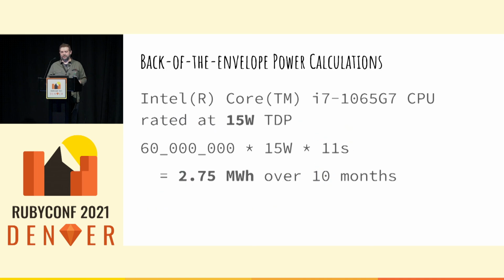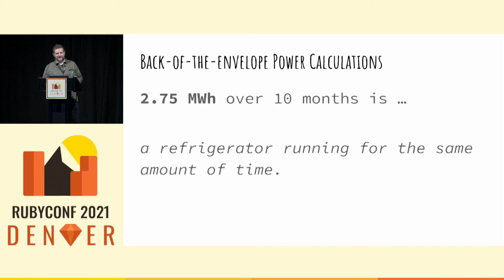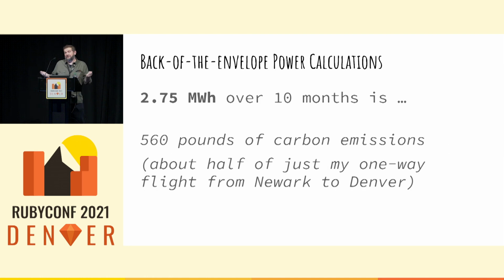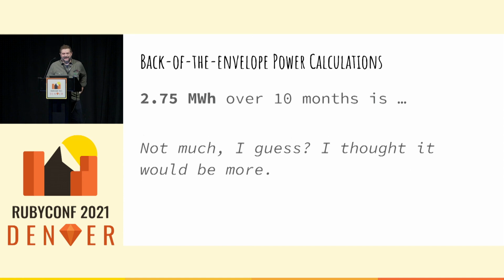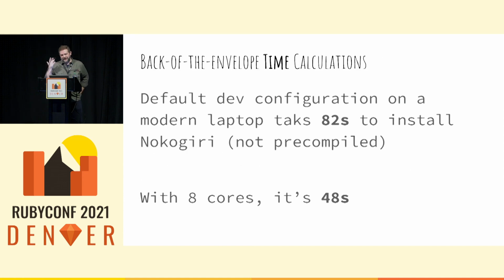It's a really big number. If you do back of the envelope power calculations, assuming some things about your core, 2.75 megawatts over 10 months have been saved. This actually isn't that much. It's like a refrigerator running for 9 months. That's what we saved. Or like half of my plane flight here was covered. Anyway, I thought it would be more, but we'll keep going.